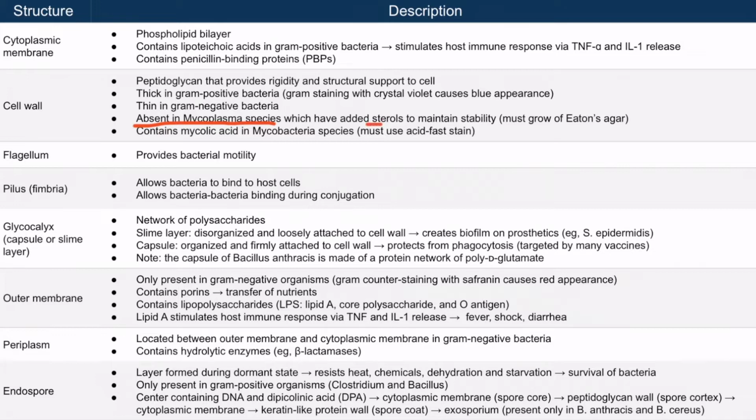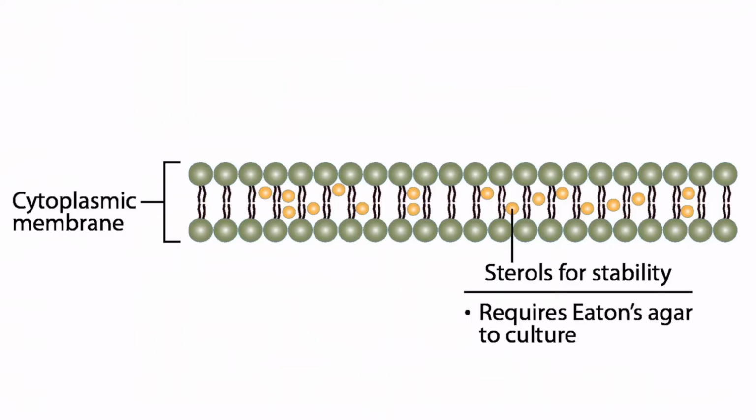Well, they have sterols, and those are embedded in their cytoplasmic membrane, and they give it that stability that it needs. Now here's a figure depicting Mycoplasma. We can see it has that cytoplasmic membrane, and within it, we can see these sterols. These give the cell the stability it needs. And since Mycoplasma species require sterols to live, you can really only culture them using Eaton's agar, which provides those sterols. So if you want to culture Mycoplasma species, you need Eaton's agar.